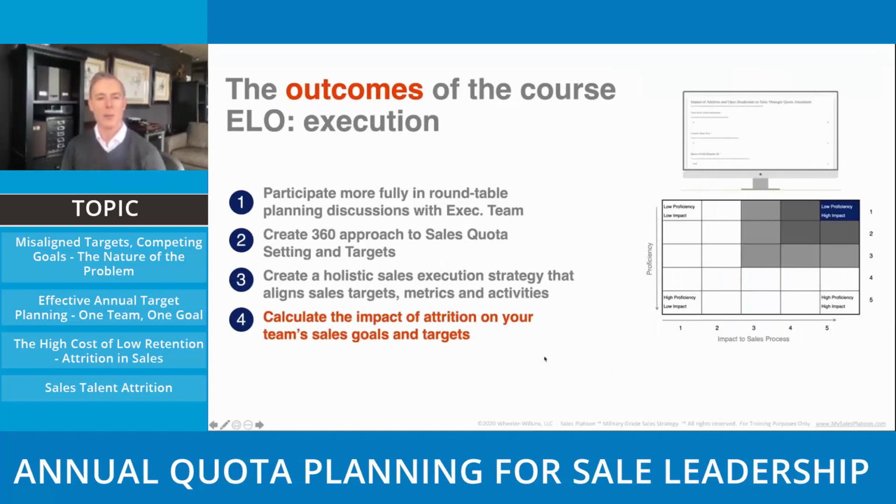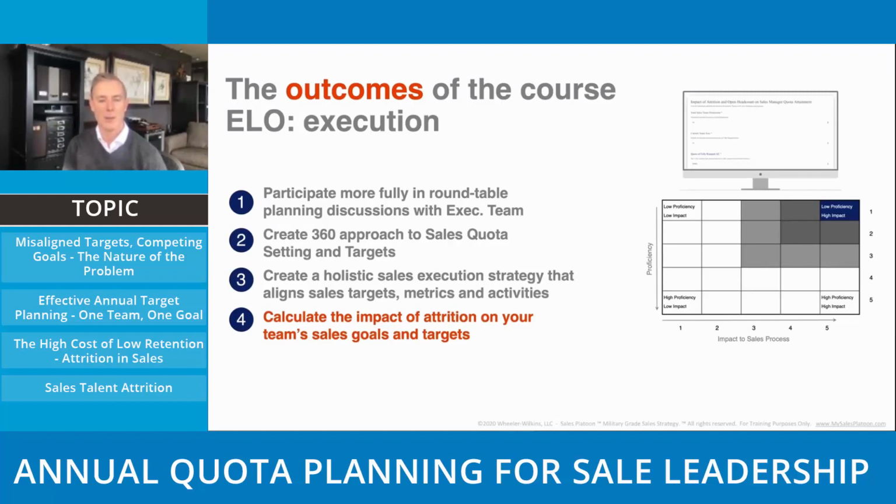The outcomes, what should you be able to do after doing this course? You should be able to participate more fully in those roundtable discussions with executive teams. Whether that's on your annual planning or in your quarterly business review or your monthly business review, you're going to have the nomenclature and vernacular to be able to do that. You're going to be able to create a 360 approach to your sales quota target and planning so that you're not going to think in terms of just revenue production, but also all the tools that you're going to need in place to support that.